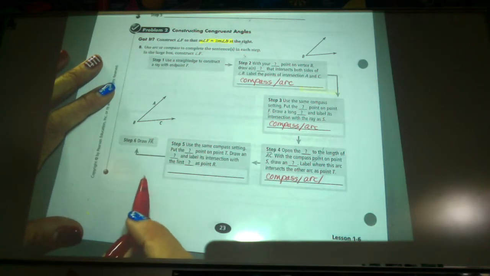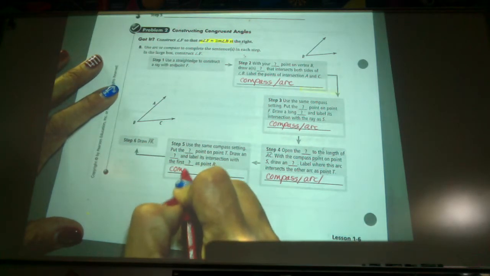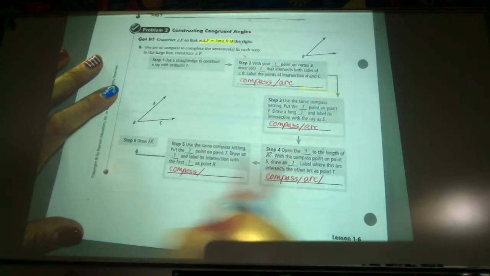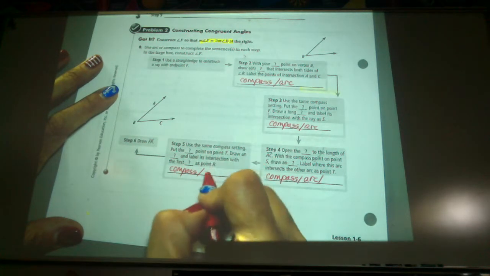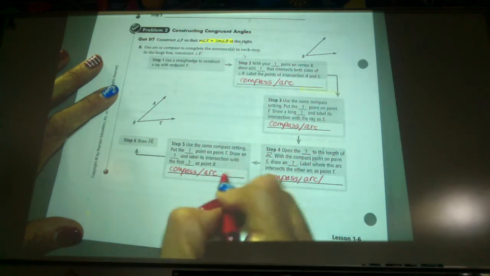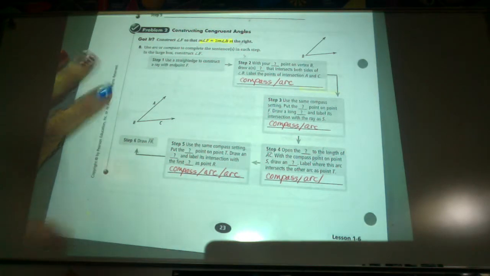Step 5, use the same compass setting, put the compass point on point T, this is the point we got from here, draw an arc, and label its intersection with the first arc as point R. And then finally you'll draw ray FR.